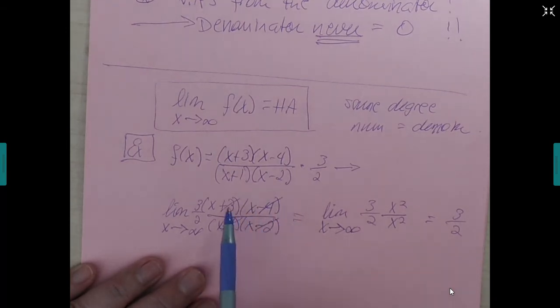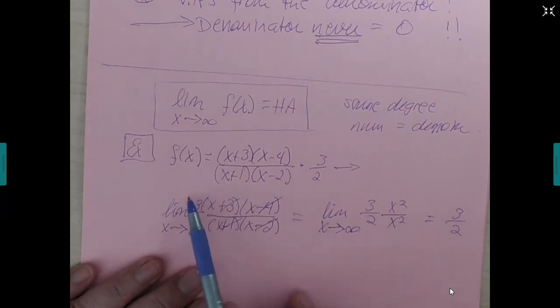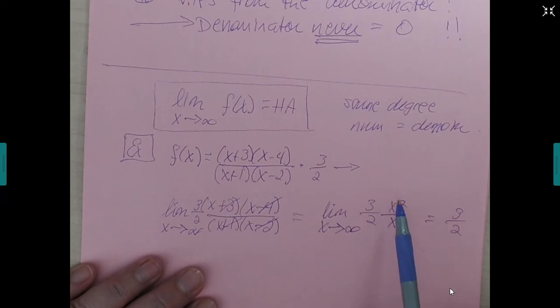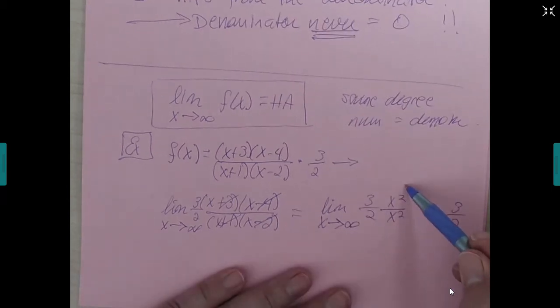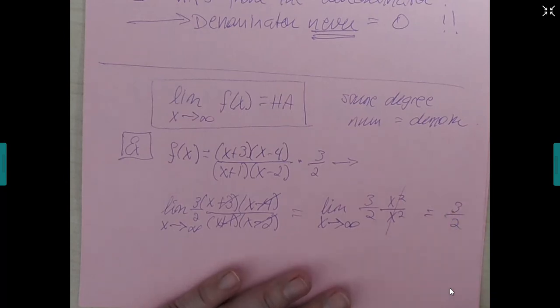So what you have is x times x, which is x squared, and down in the denominator, x times x, which is also x squared. And there's your 3/2 sticking out there in the front, okay? So x squared over x squared, what happens to those? They kind of cancel out to 1, right? Reduce to 1, and you're left with 3/2. So do you see how that works?